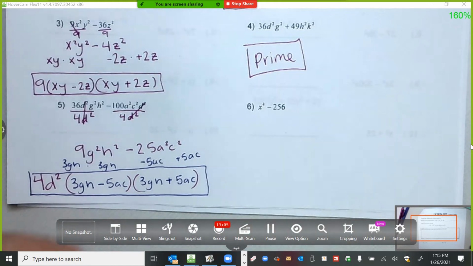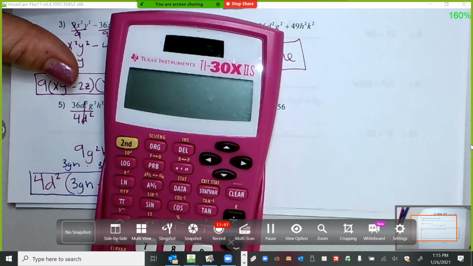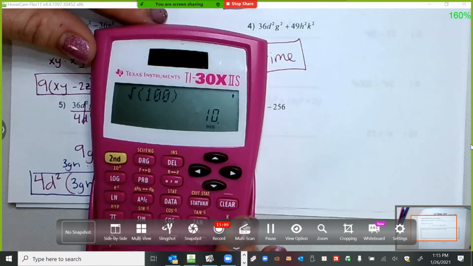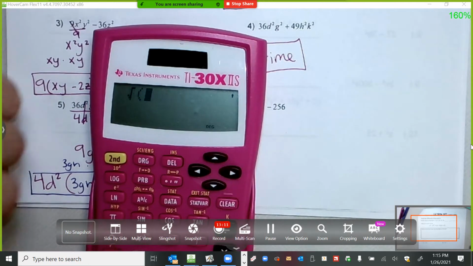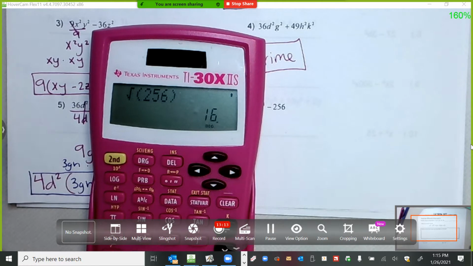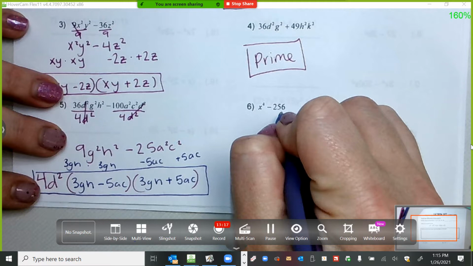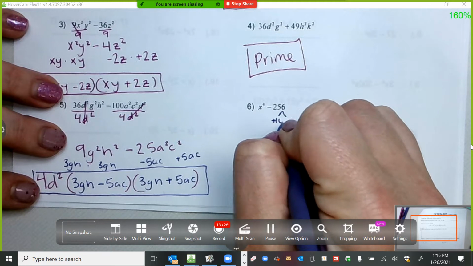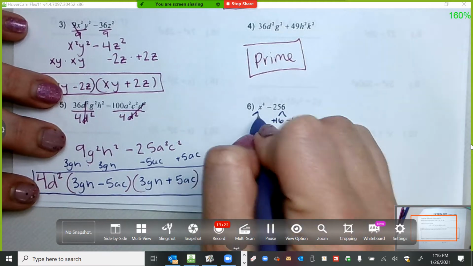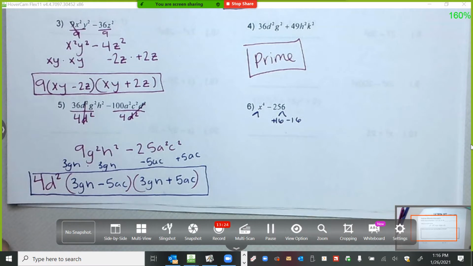Okay, if you're like me, I had no idea this morning. Y'all, I don't have perfect squares memorized. So I came here, and I did 256. So it's 16 times 16. So I know this is going to be positive 16 and negative 16. But what times what gives you x to the 4th power? That's x squared, x squared.